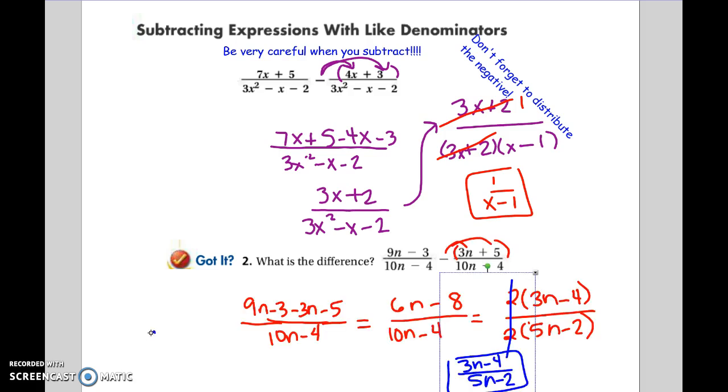Okay, so this one had a GCF. So after we combine it, remember to distribute that negative, I went ahead and took out the GCF here, and they can cancel, and I'm left with just the binomials.